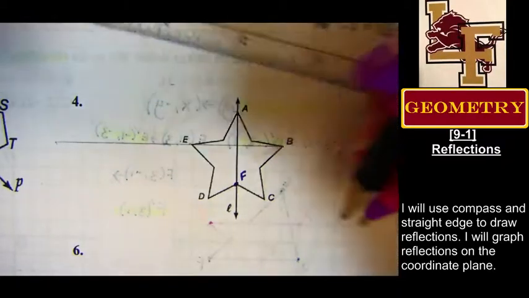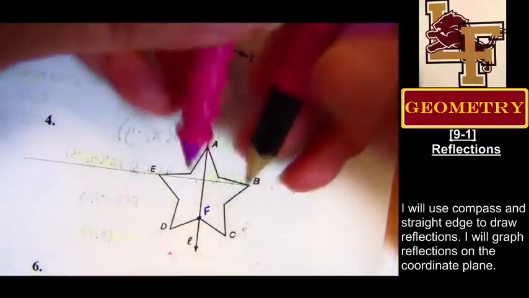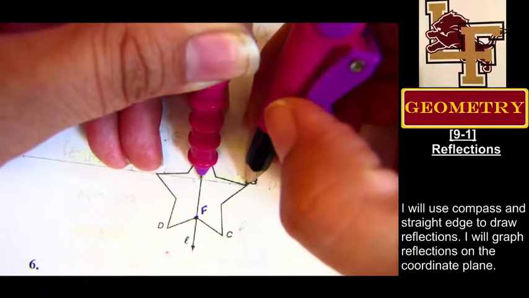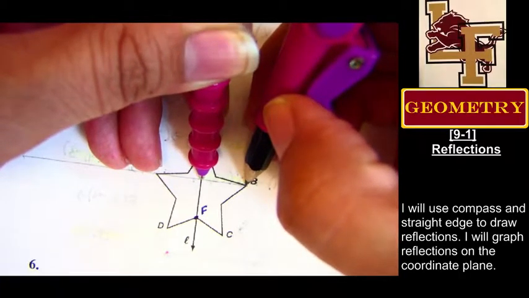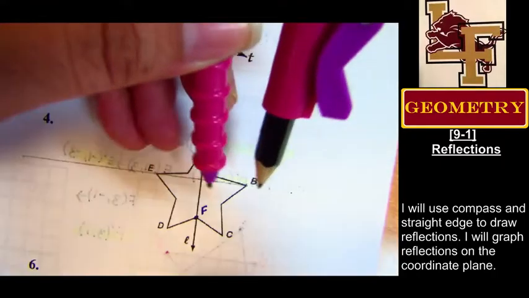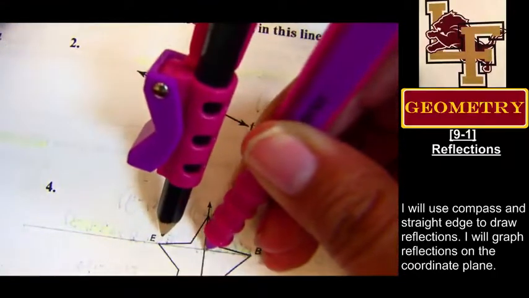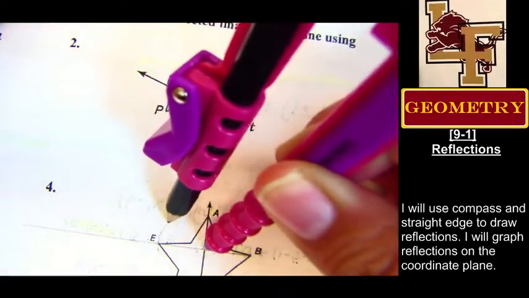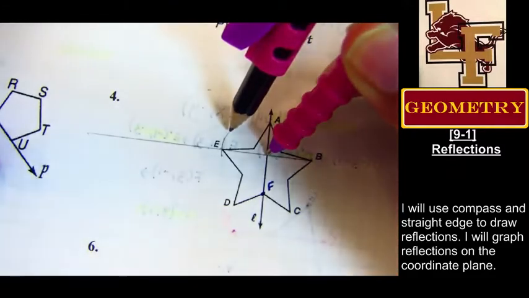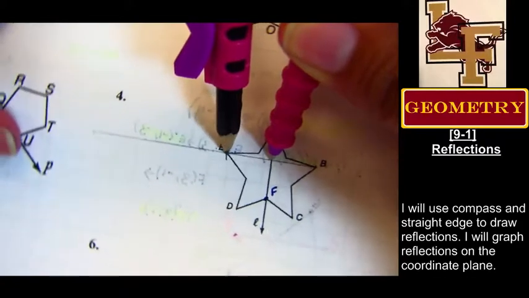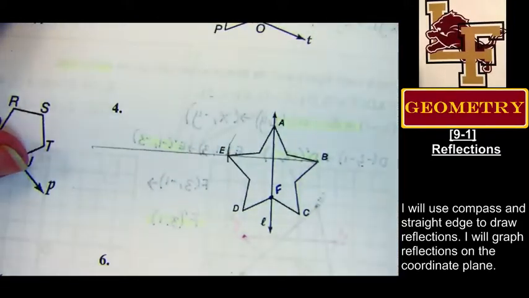Yeah, no, that's okay. All right, taking your compass, we're going to measure the distance that B is from our line of reflection. B is that far away. I'm going to put my needle on the line of reflection. Oh, hey, look at that. B ends up on E. Which means that E is going to end up on B, right?